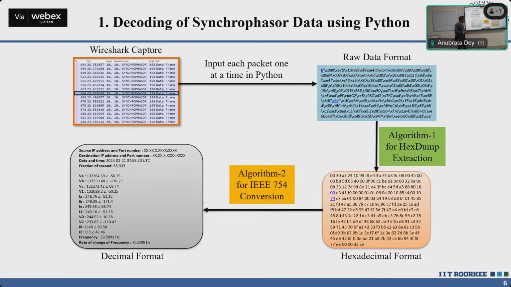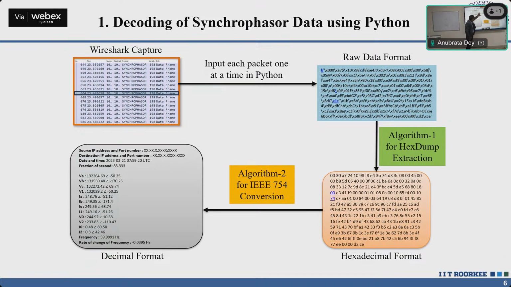Now, when PMU sends the data, I told you that first it encrypts, and then at the other end you have to decrypt it. So that involves a few steps, a few algorithms involved in that.